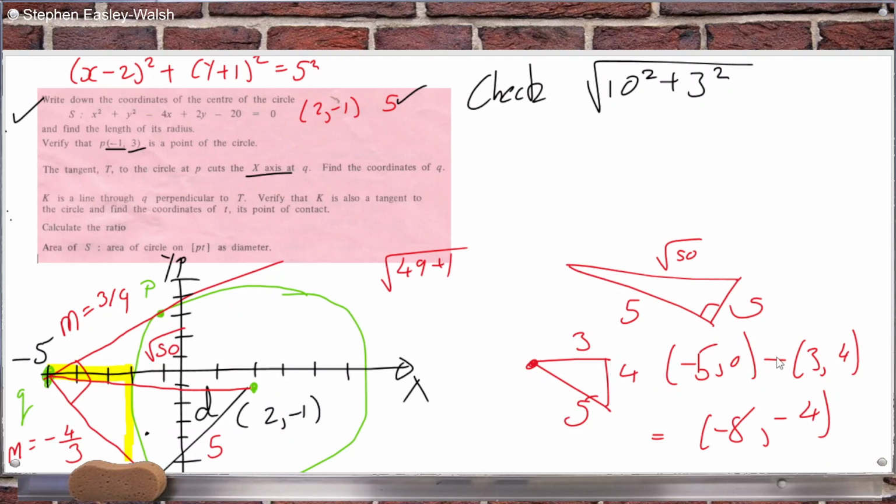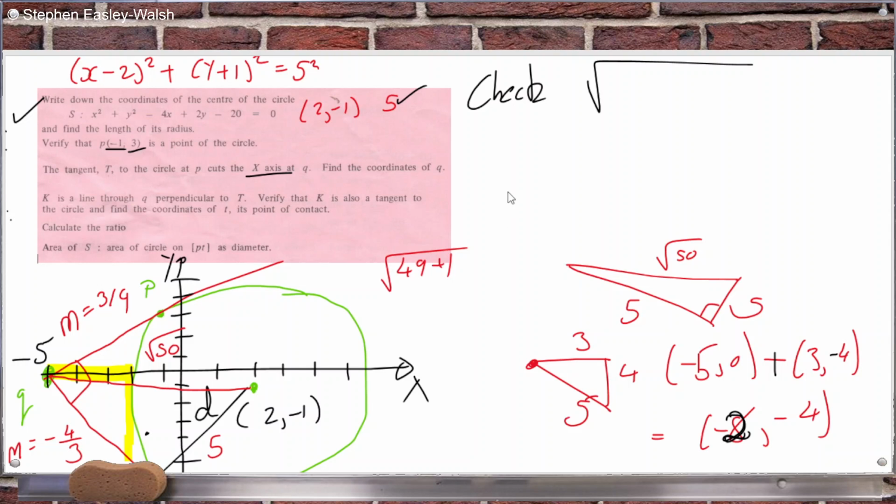Oh, I'm not subtracting 3, 4. Sorry, I'm adding 3 and I'm subtracting 4. So, yeah, I went 3 right and 4 down. So it should have been minus 2 and minus 4. Okay, good thing I checked.